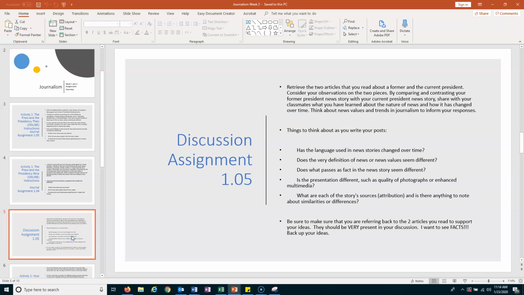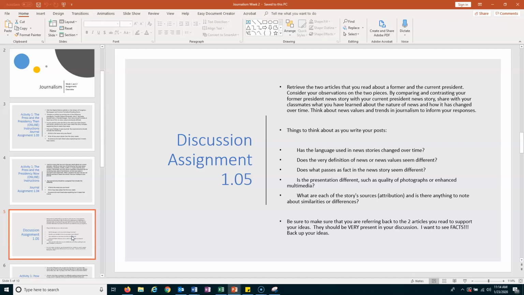Now, the discussion assignment 1.05. This assignment is going to take place next week, okay? I'm just giving you a preview of it. Next week, you are going to start using the discussion board, and there will be a very specific video with directions on that discussion board, so please look at that. I'm just giving you a general overview of what to think about and how to get started. I'll go to the discussion board, show you how to post if you haven't used it before, and give you all of the information that you need.